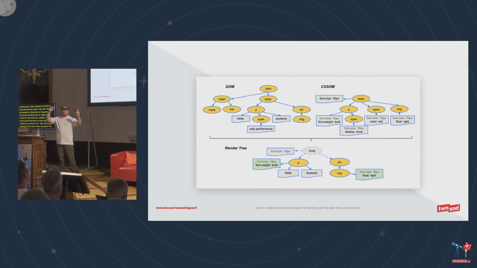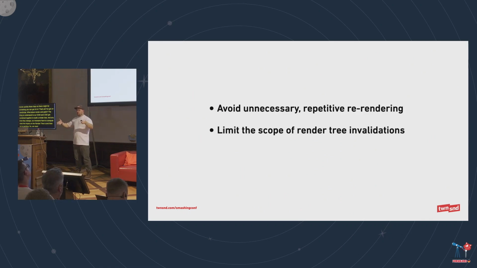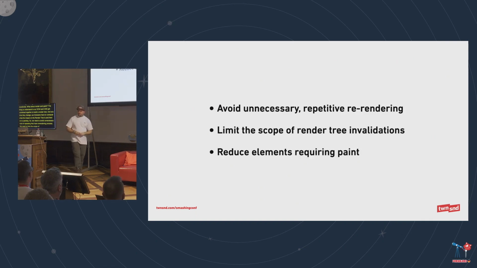And anytime either of these things change, our browsers have to compute what the impact on the render tree is and then on to painting. So we need to avoid unnecessary repeating of that re-rendering process. We need to limit the scope of those invalidations in that render tree, so it's a more compartmentalized problem. And we need to reduce elements that actually require that paint in the first place.